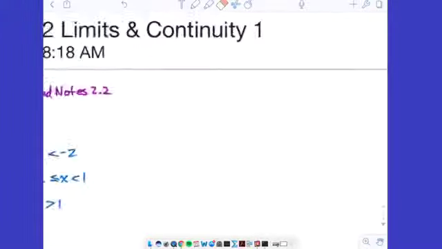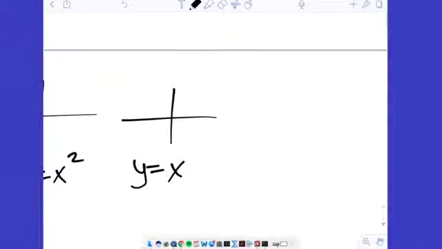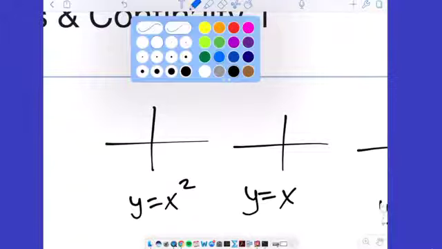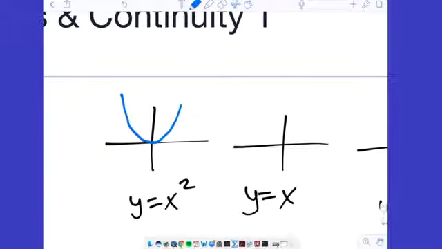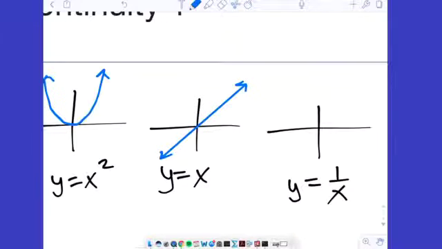Now, the parent function 1 over x, let's kind of go over that. It's one that you're responsible for. Let's actually do all of them here. y equals x squared, y equals x, and y equals 1 over x. Okay, the parent functions, you had these in algebra 2. x squared is the one that bounces on the origin, and it looks like that. Okay, y equals x, that's the parent function for all lines. It looks like that. Also passes through the origin, has a positive slope of 1.